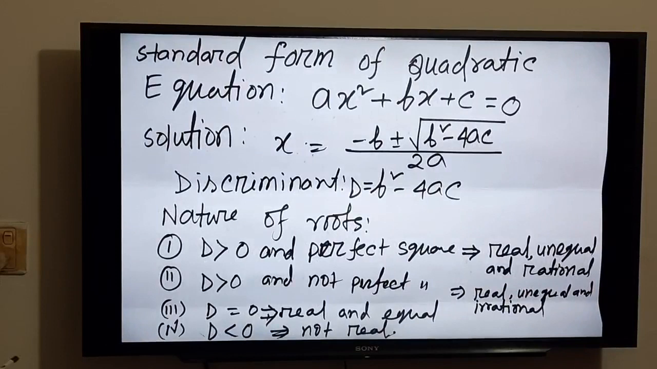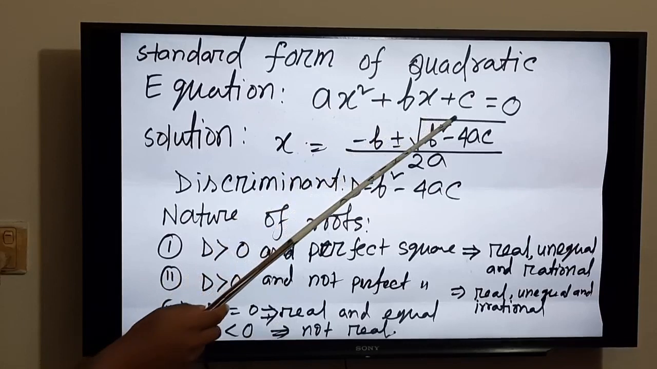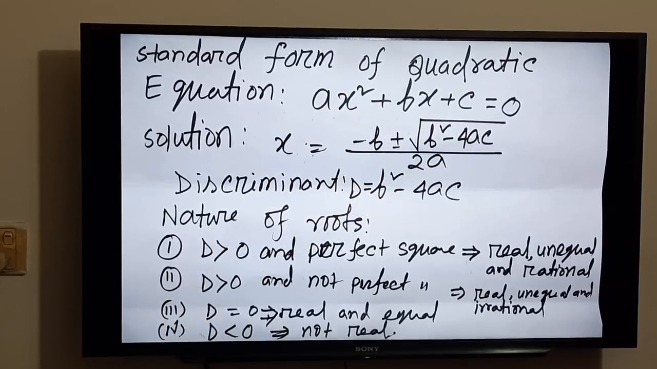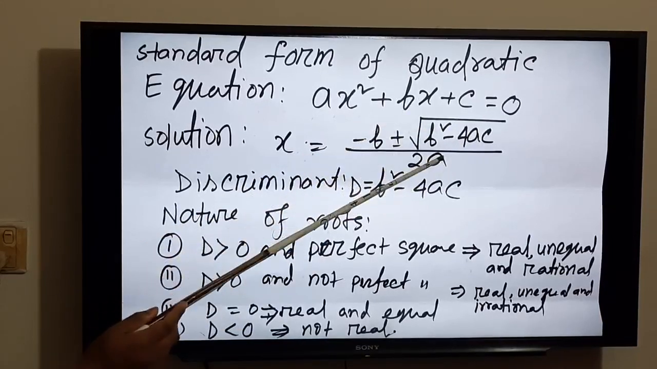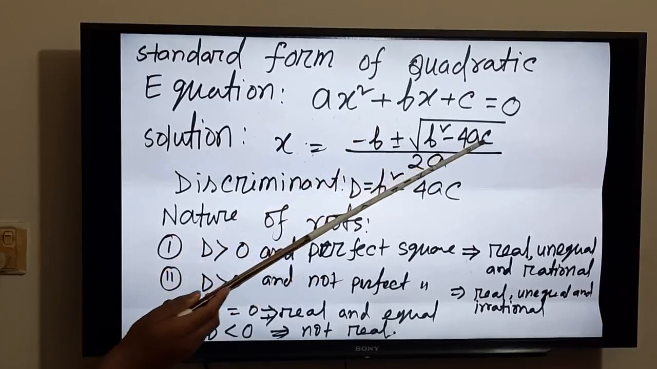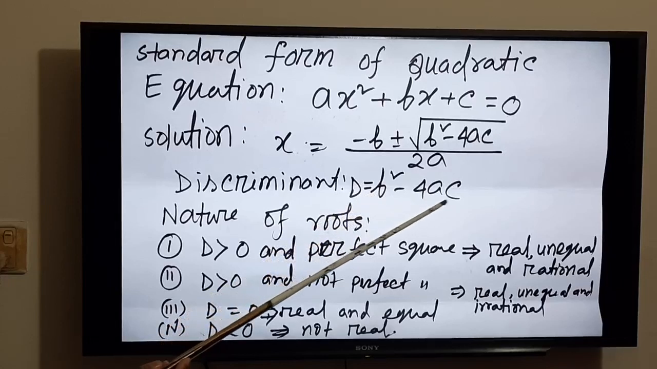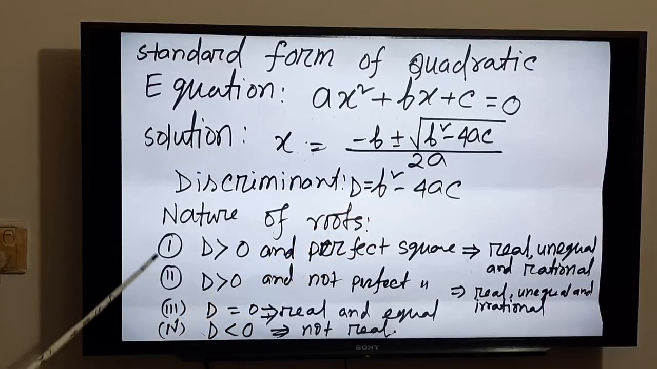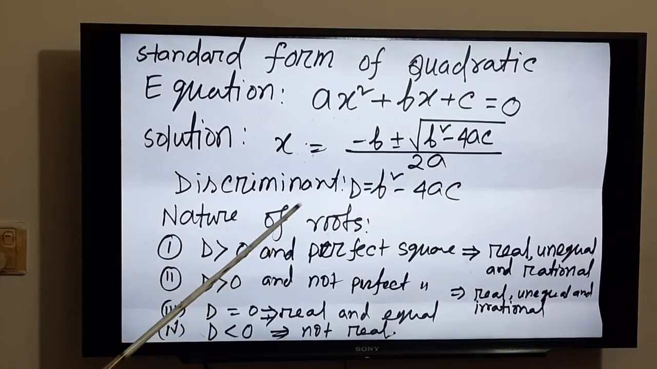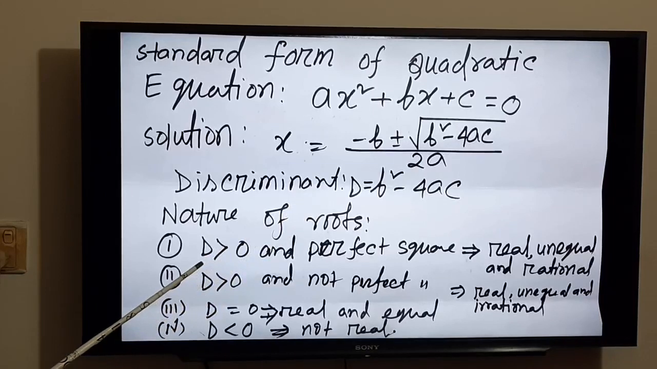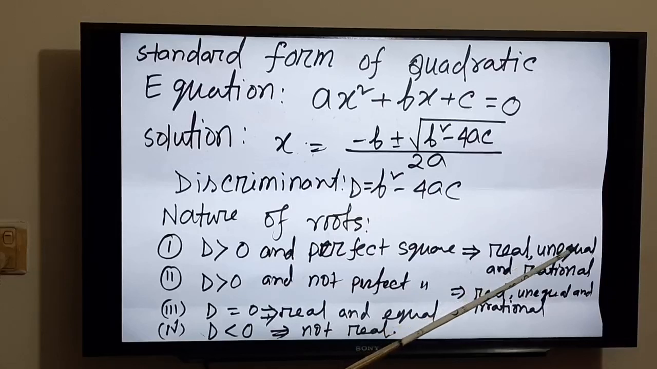The standard form of a quadratic equation, just for recall, is ax square plus bx plus c is equal to 0. We have already discussed this exercise. Then x is equal to this expression, which is the root of this equation. This term is called the discriminant of the equation. D is equal to b square minus 4ac. It is important to memorize this identity. If d is greater than 0, then what is the nature of the roots? Then the roots are real, unequal, and rational.